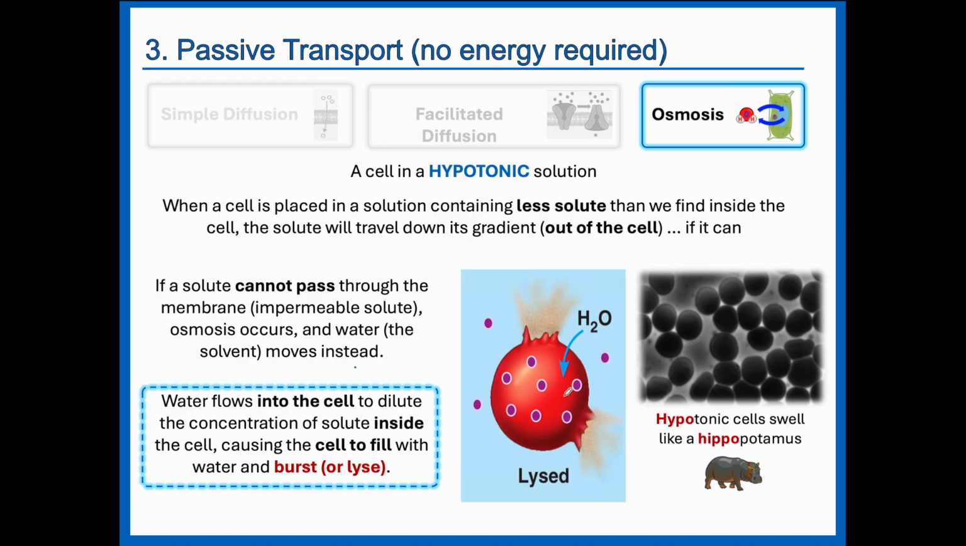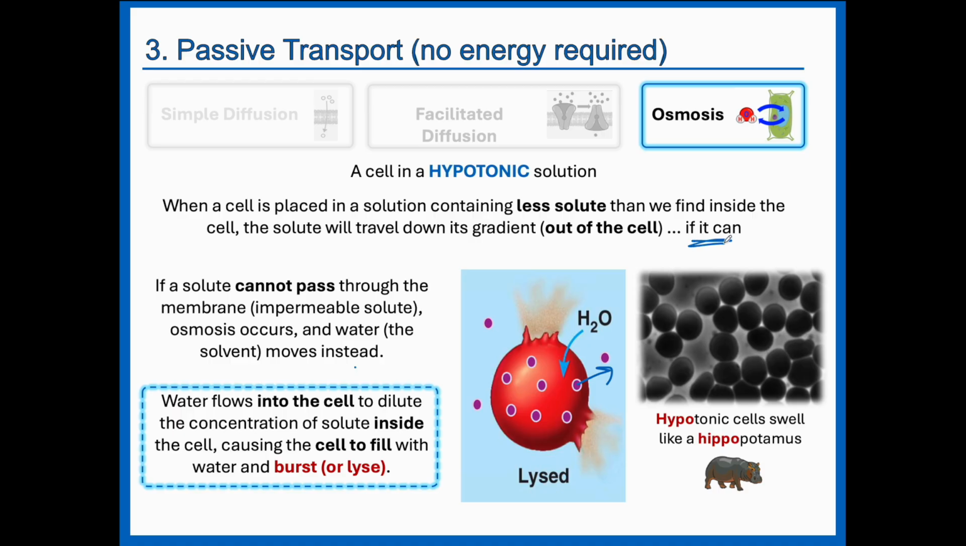If the solutes could move, right? It'll travel down its gradient. The solutes would move from high to low. Let's say they did have a transporter. They would move from high to low and they would balance out if they can.